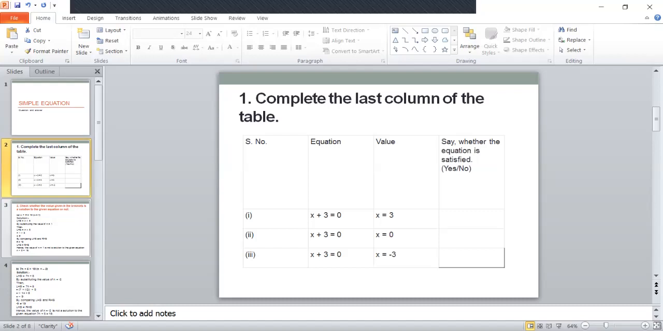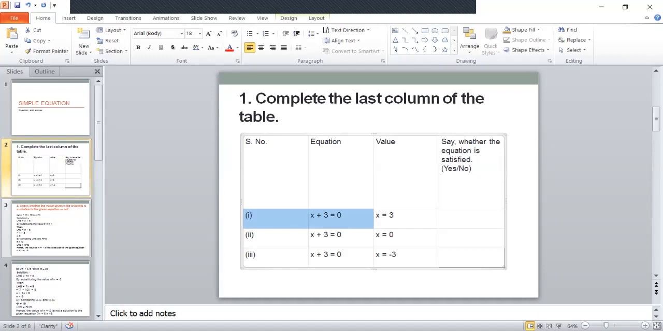So the equation is x plus 3 is equal to 0. Here the value is given, x is equal to 3. That means it is the value of the unknown variable of the equation. And it is asking us to say whether the equation is satisfied or not. How can you know whether the equation is satisfied or not?